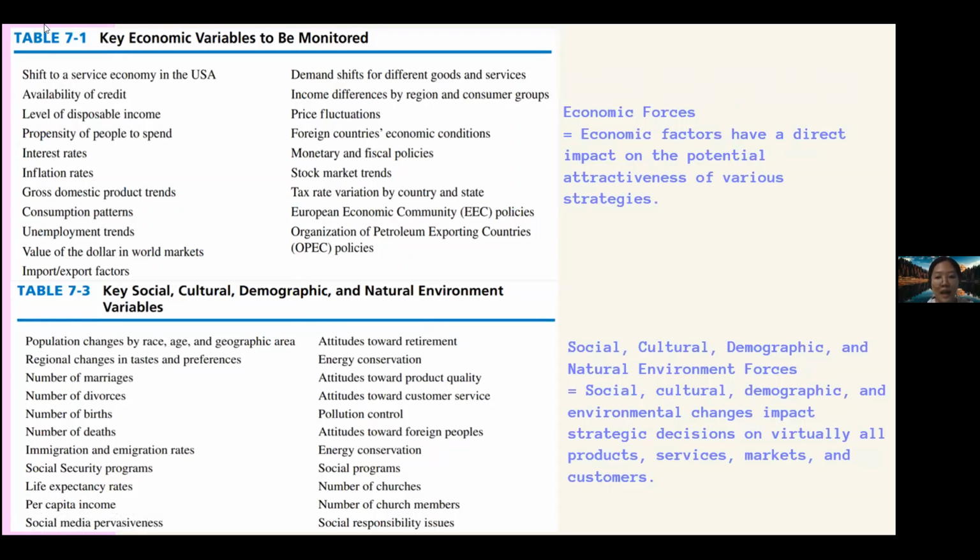The economic factors have a direct impact on the potential attractiveness of various strategies, as you can see in the key economic variables to be monitored in Table 7.1 in the book. So there are some elements that we have to manage in the economic forces. And for the social, cultural, demographic, and natural environment forces, these affect strategic decisions on virtually all products, services, markets, and customers.